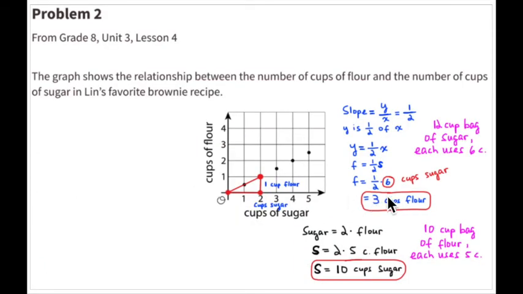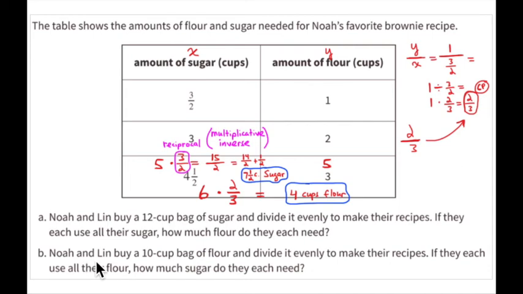All right, so Noah and Lynn both buy together a 10-cup bag of flour, and they divide that evenly. So now they're going to use 5 cups of flour. So for Noah, the table's right here, so let's use this table. So now we're going to go backwards. So we're going to go from the cups of flour to the amount of sugar.